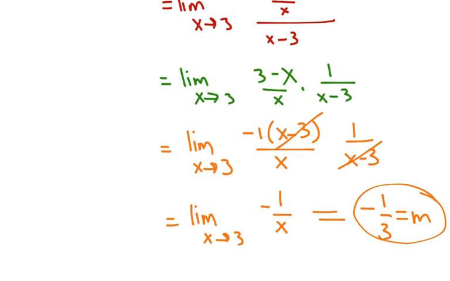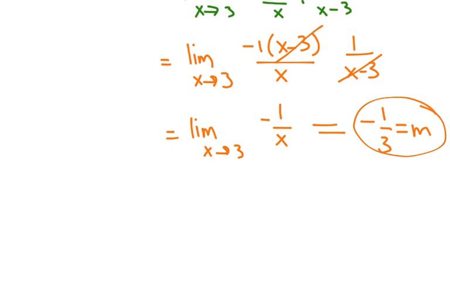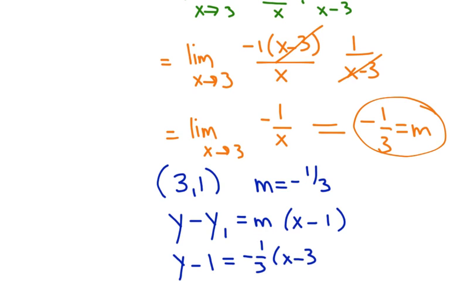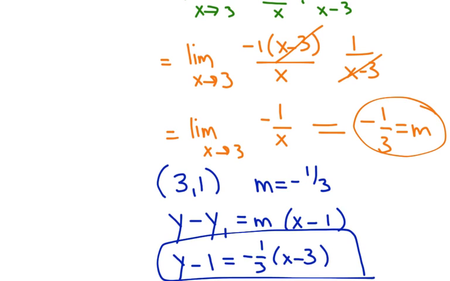Now that's just the slope of the line. Now I have to go back and find the equation of the line. Well, remember, the line goes through the point 3, 1, and it has a slope of -1/3. I could use point slope form to very quickly and easily write the equation of the line. So y minus 1 is equal to -1/3 times x minus 3. You don't even have to distribute and simplify it. You can leave the equation in point slope form.